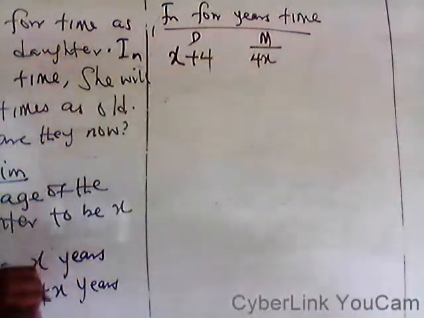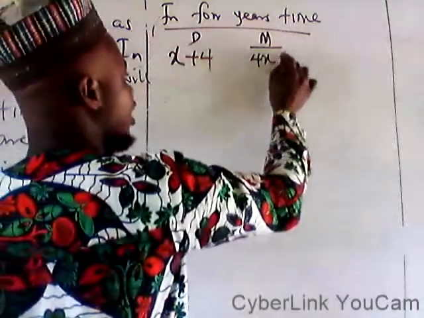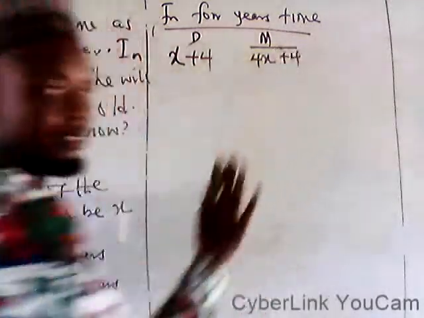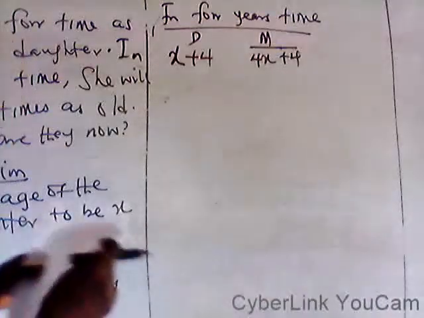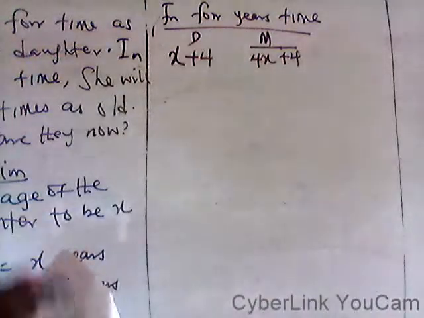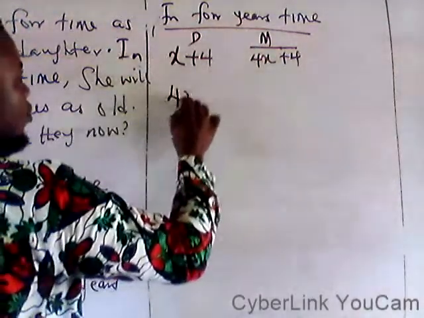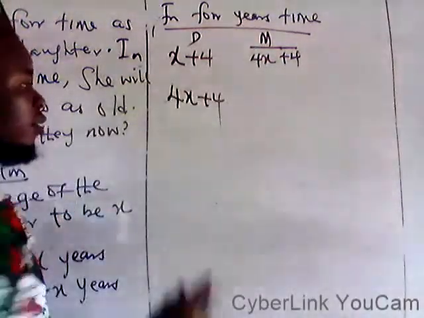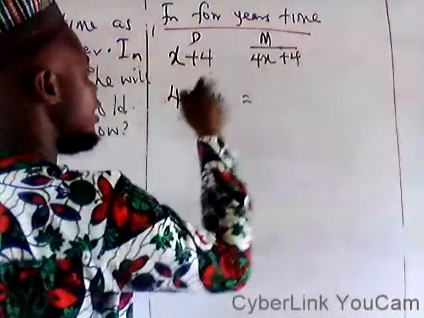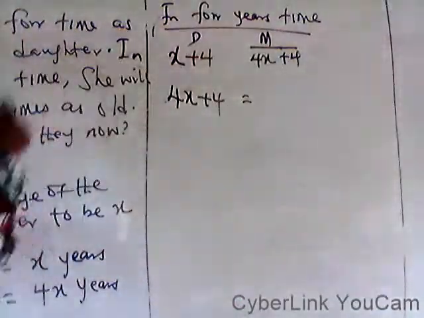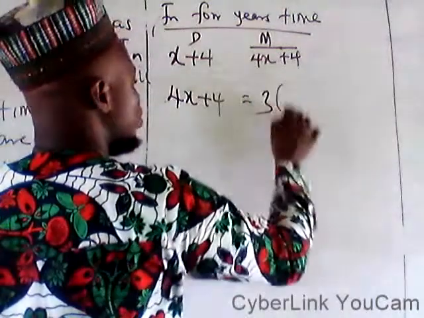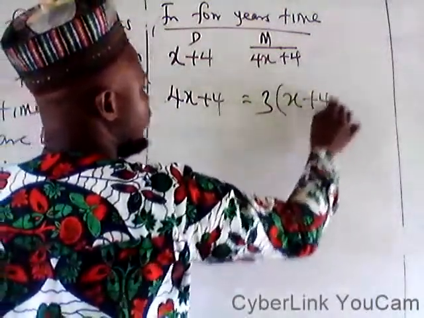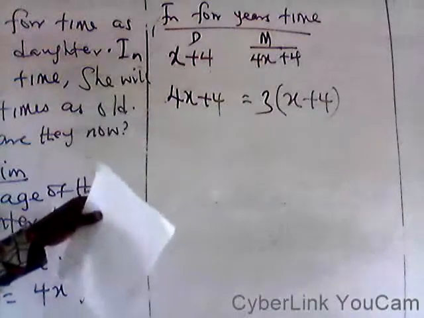In 4 years time, she'll be what? 4x plus 4, right? This is what you have. And what happened then? In this next 4 years, we're told that the mother, who is 4x plus 4, will now be 3 times as old as her daughter. That is, she will be 3 into bracket x plus 4. You have this. So what do you do now?